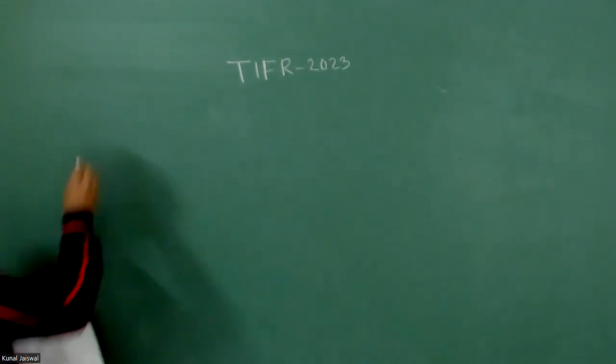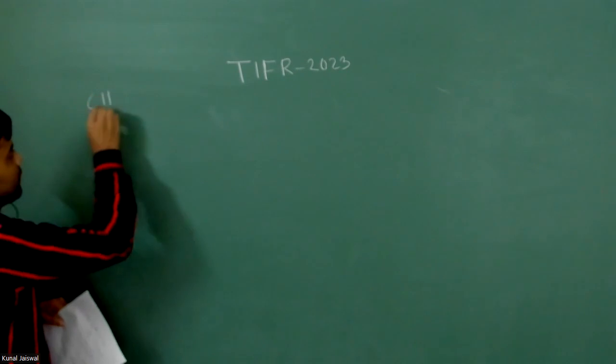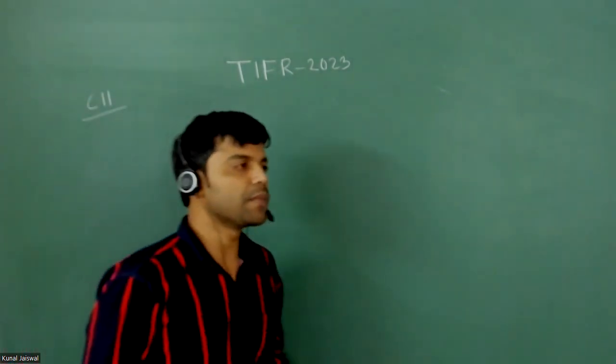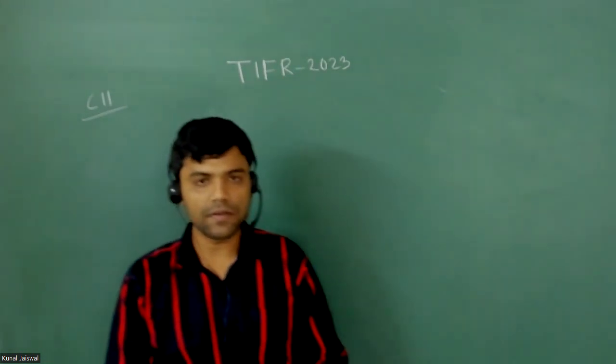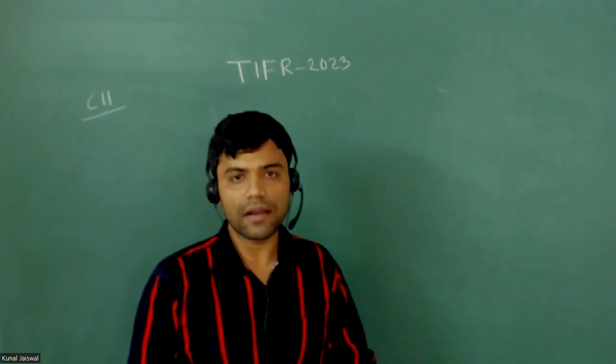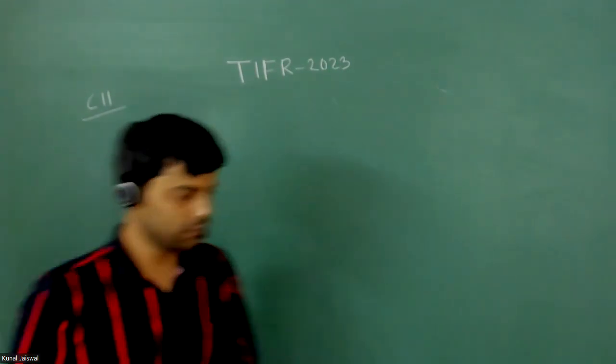Question number is C11. It is basically from part C, question number 11. This question is from atomic physics, and the subtopic is the effect of finite nuclear mass in Bohr's model.